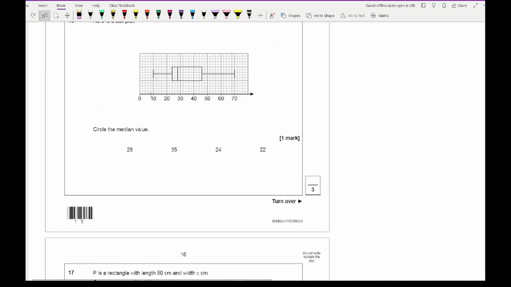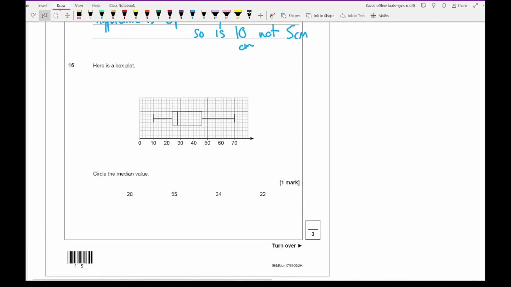So the next question, 16, says here is a box plot. It says circle the median value. Now the median value is basically where the line inside the box is. And so counting the scale, working out what scale it is, it's going to go up in 2s. So 28, which is the first option.